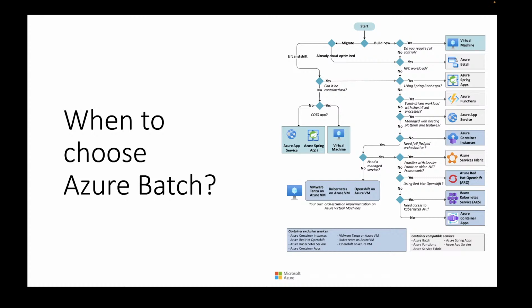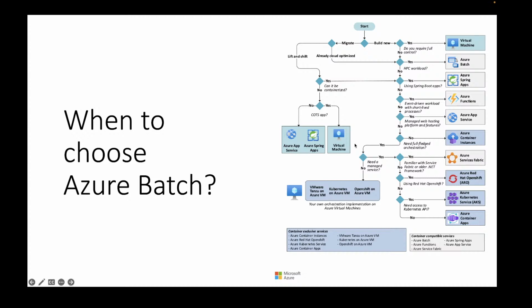Making a decision on using a compute service has become a lot more complicated. And here I'm referring to the Microsoft Cloud Computation Decision Tree. This is available on the Microsoft page. You can just Google it, like Cloud Computation Decision Tree.